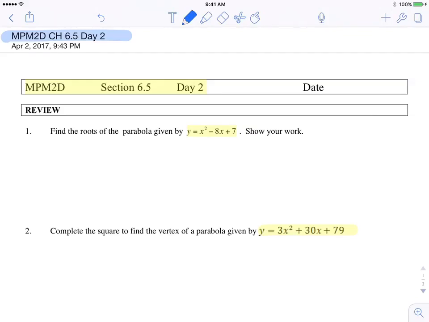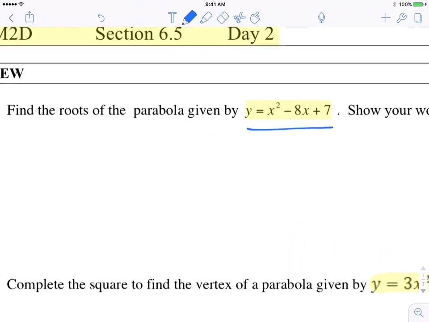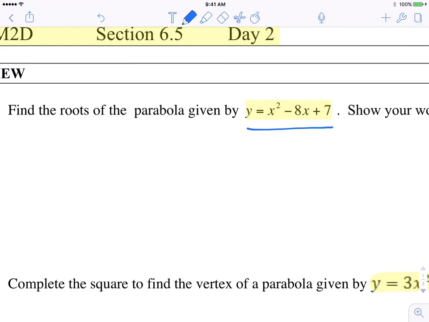Okay, today we're working on 6.5 day 2, which is solving problems using quadratic equations. What we want to do first is to activate our prior knowledge. Here, look at this first equation, finding the roots of this parabola given by y equals x squared minus 8x plus 7.